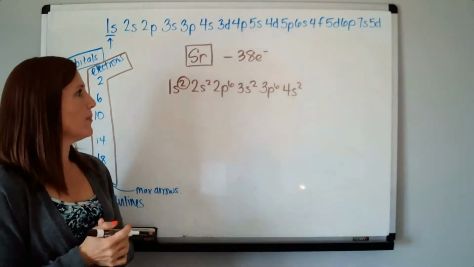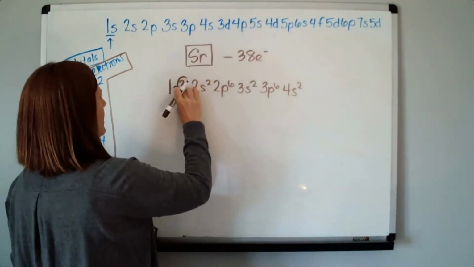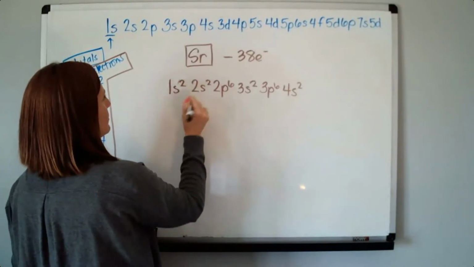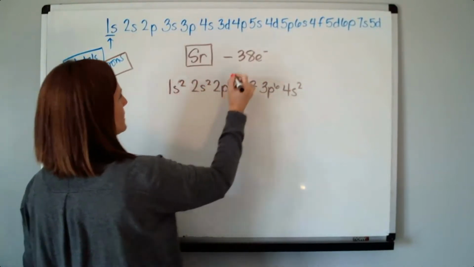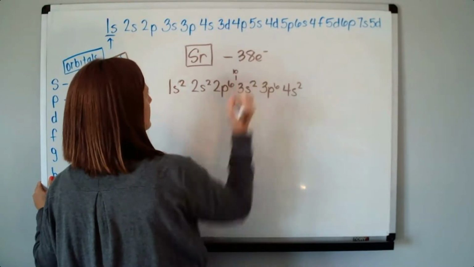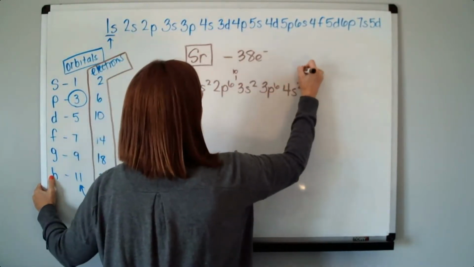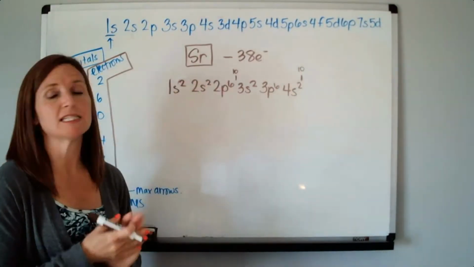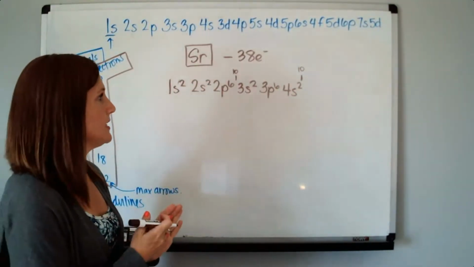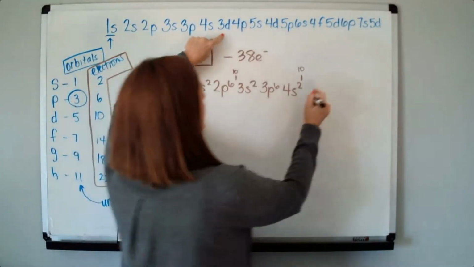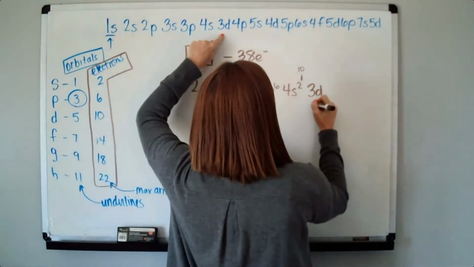Let's say you weren't sure if that was as far as we needed to go. Let's stop and do a tally. So we're going to add up all of these little exponents here. So I have 2 plus 2 plus 6. That gives me 10. And I have 2 plus 2 plus 6. That gives me another 10. That means I have found 20 places, but I want to go all the way up to 38, so I need to keep going. 4s2 followed by 3d.